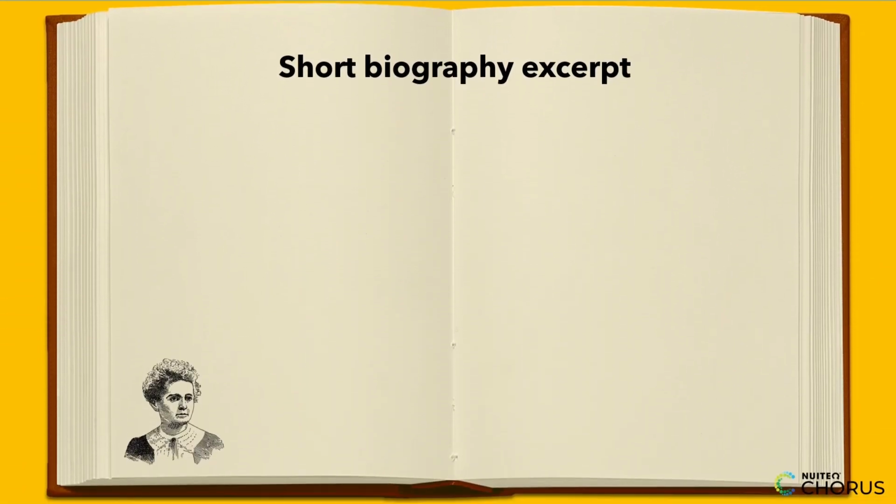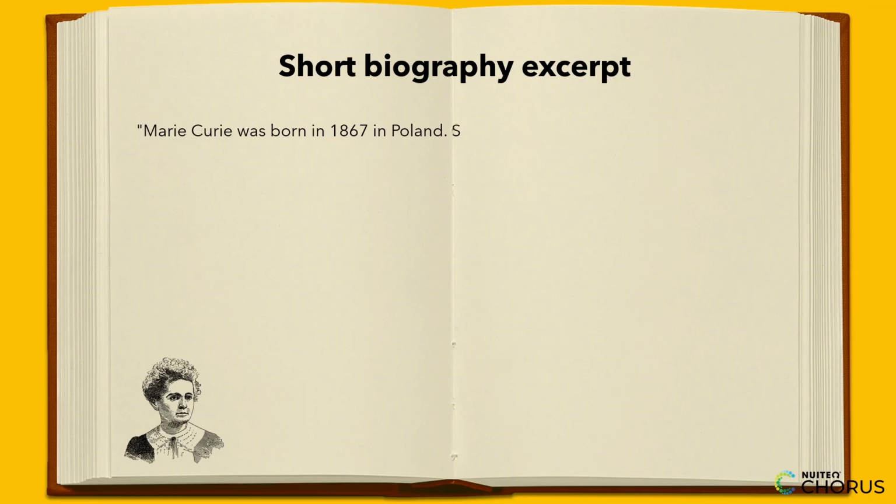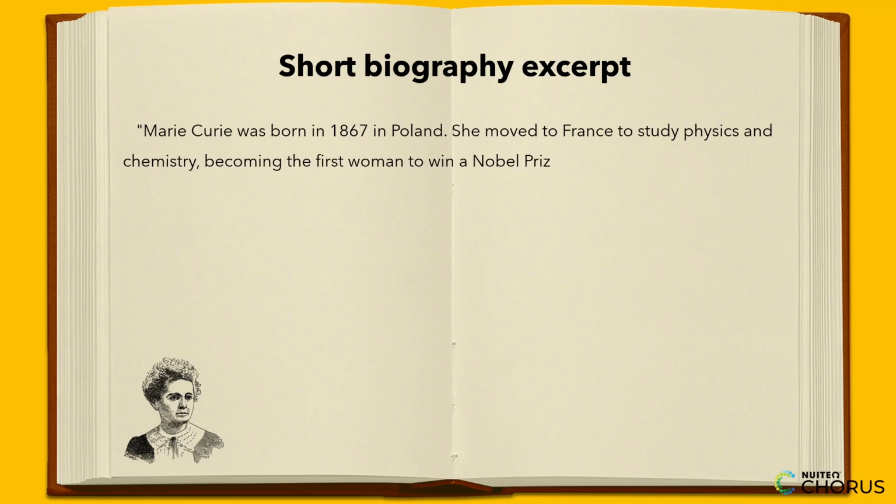Let's start with an easy example, a short biography excerpt. Marie Curie was born in 1867 in Poland. She moved to France to study physics and chemistry, becoming the first woman to win a Nobel Prize. Her research on radioactivity led to groundbreaking medical advancements.